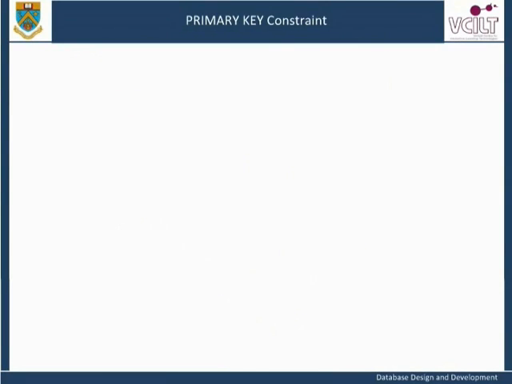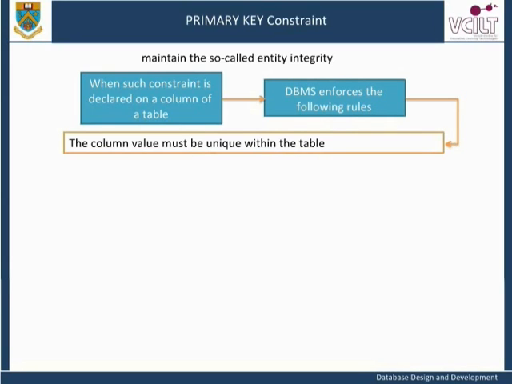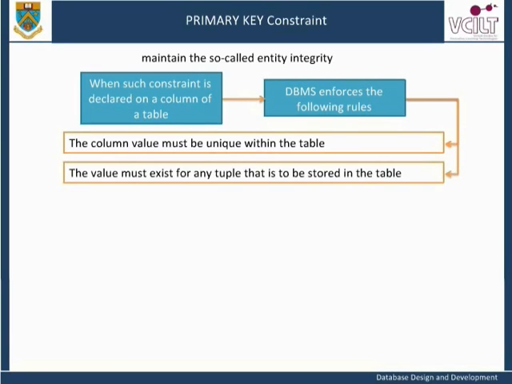The primary key constraint is used to maintain the so-called entity integrity. When such a constraint is declared on a column of a table, the DBMS enforces the following rules. The column value must be unique within the table. The value must exist for any tuple, a record, or a row of data that is to be stored in the table. That is, the column cannot have a null value.